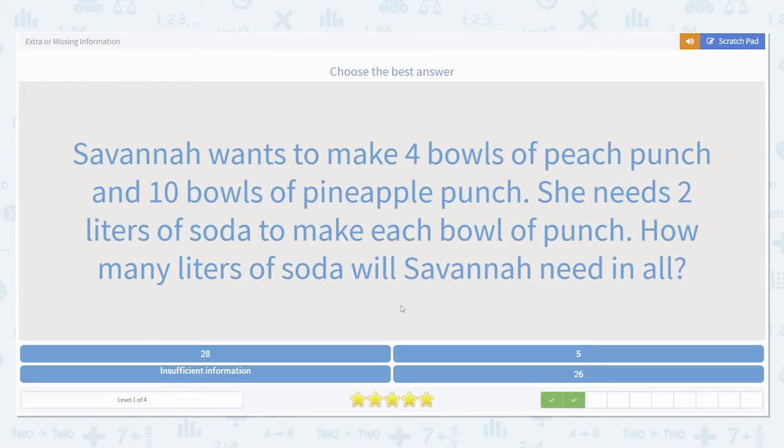Here's a similar question. Savannah wants to make 4 bowls of peach punch and 10 bowls of pineapple punch. She needs 2 liters of soda to make each bowl of punch. How many liters of soda will Savannah need in all? It's a very similar question to the last one.